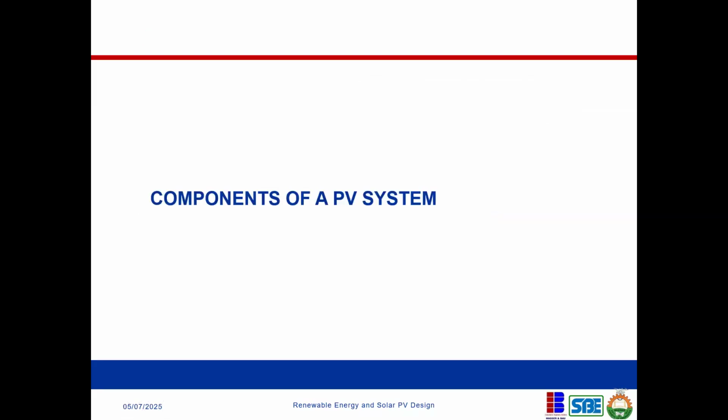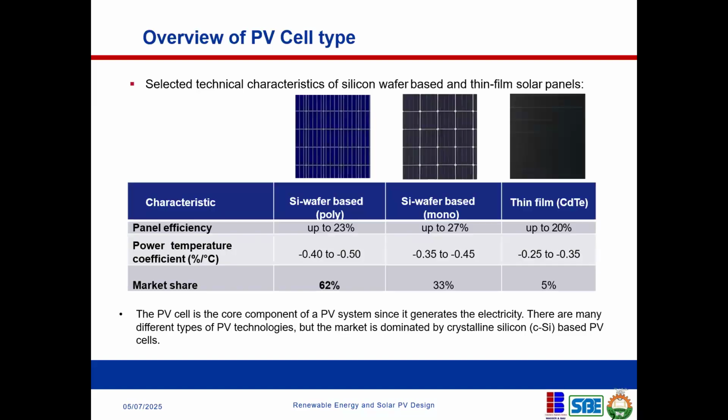So let us just move forward to the components of a PV system. Now there are three types of PV cells. N-type and P-type is not a type of PV cell, please. Let's not get this confused. There are basically three types of PV cells, okay? Now, these are selected based on their technical characteristics of silicon base and thin film.